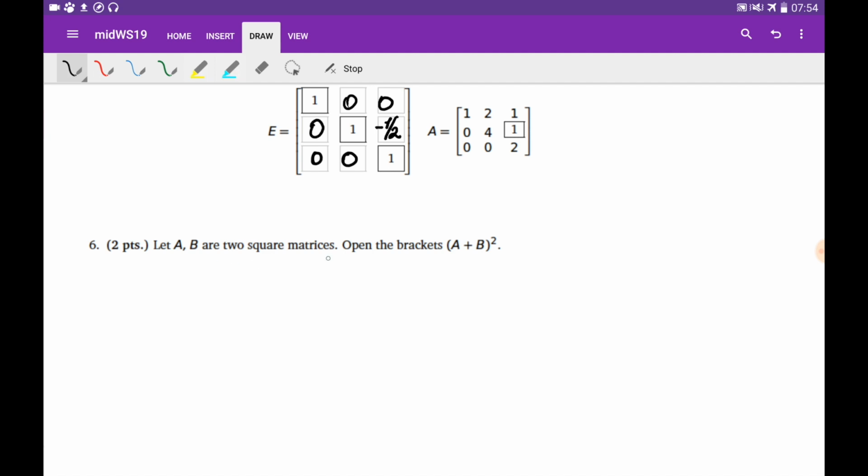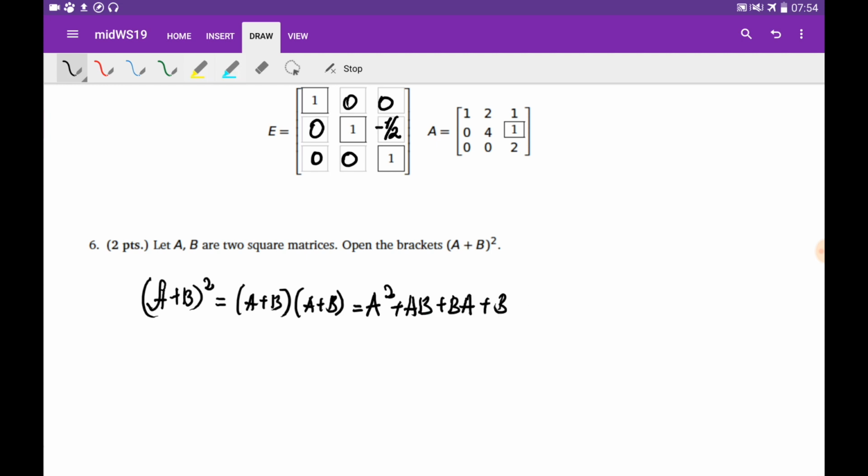So if A and B are square matrices, we need to open the brackets. (A plus B) squared is equal to (A plus B) multiplied by (A plus B). Then we open up the brackets by multiplying every matrix from the first bracket by every matrix from the second bracket. It's going to be A squared plus AB plus BA plus B squared. So please note that AB is not equal to BA in general, since matrix multiplication is not commutative.